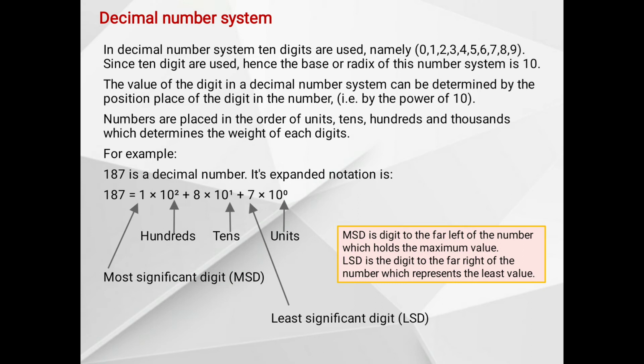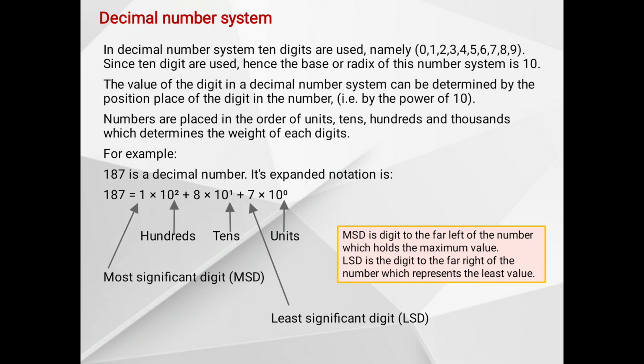Here 187 is a decimal number, an integer number. In expanded notation, 187 can be written as 1 into 10 raised to the power 2, plus 8 into 10 to the power 1, plus 7 into 10 to the power 0. 10 to the power 2, when you expand it, becomes 100.